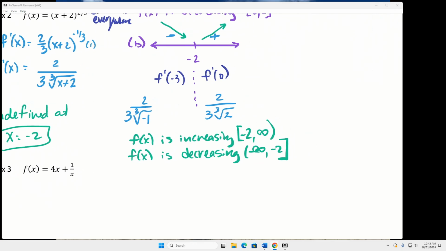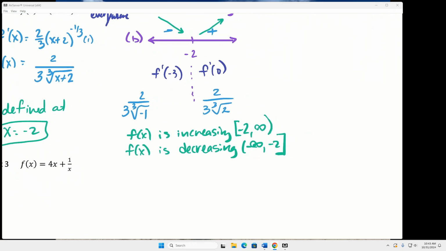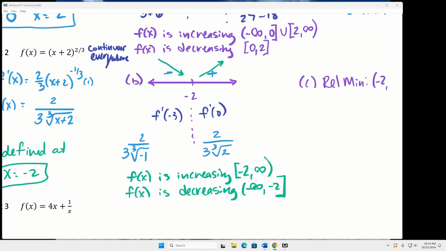All right, so what am I going to have at -2? Relative minimum, good. Okay, and then we would want to go back to the original function and plug in -2. Oh, that's nice. And that's just going to be 0.